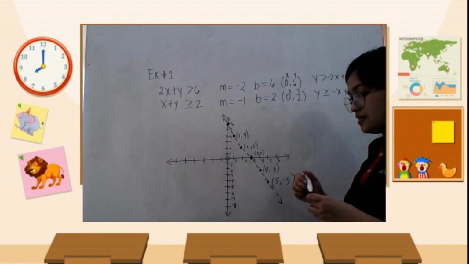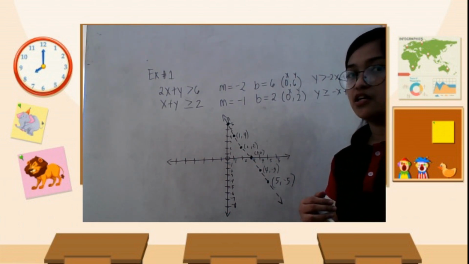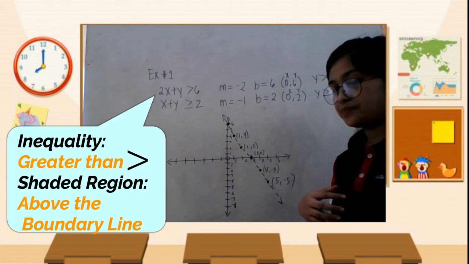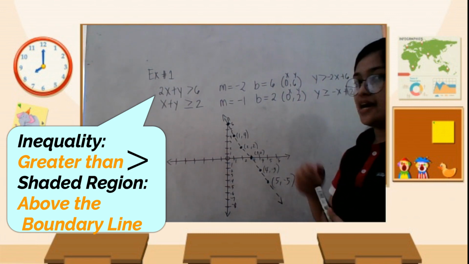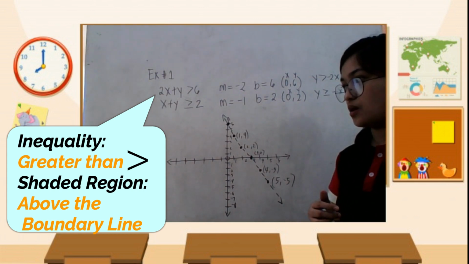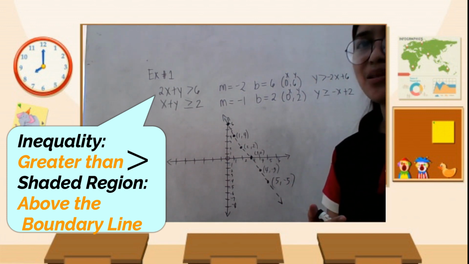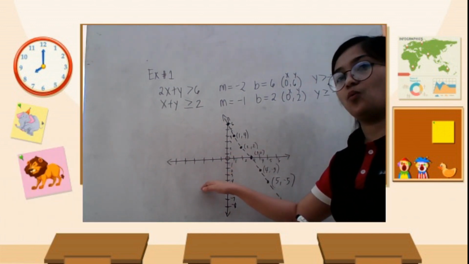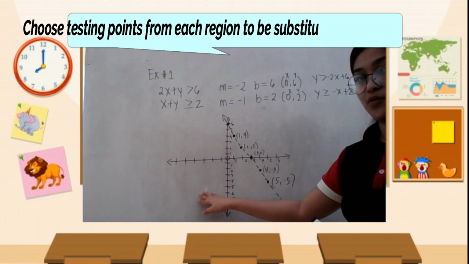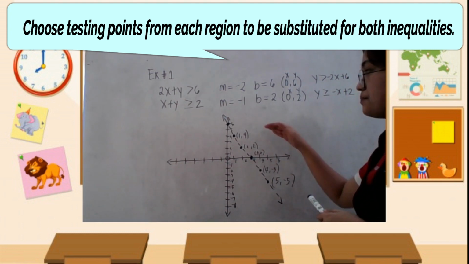Okay, na-connect na natin. And then, since siya ay greater than, so ano nga po ulit ang technique natin without choosing testing points? Kapag greater than, ibig sabihin, above the boundary line. So, ibig sabihin, yung above natin, nandito. So, class, kung kayo ay nalilito pa rin, alin ba talaga yung above? Alin ba yung below? Okay? Ang gagawin nyo, kumuha kayo ng testing points. So, dito, ang ating i-graph daw ay ang part na ito.